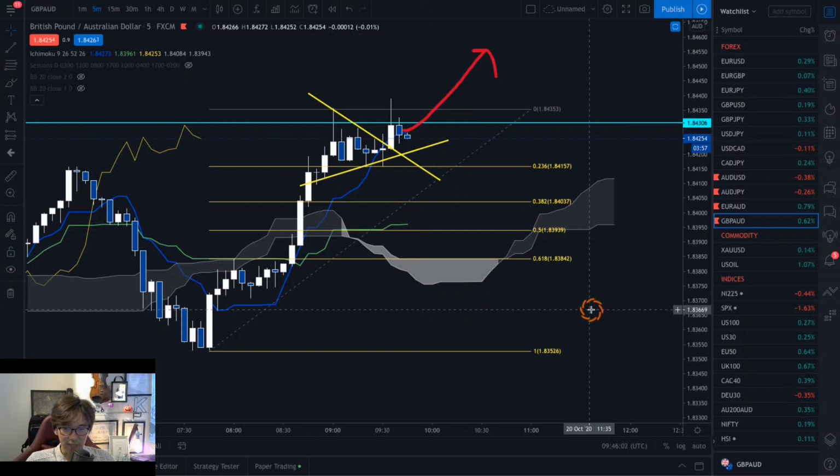And Kus says GBPAUD is going to explode. Yep. Do you use Fibonacci time zone? I never use Fibonacci time zone. I only use Fibonacci retracement.